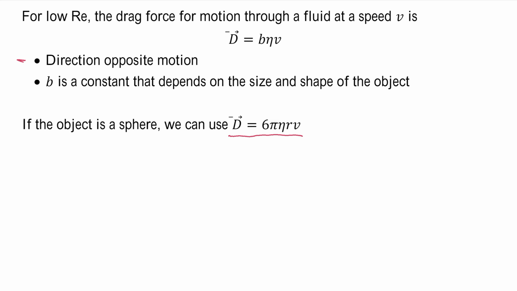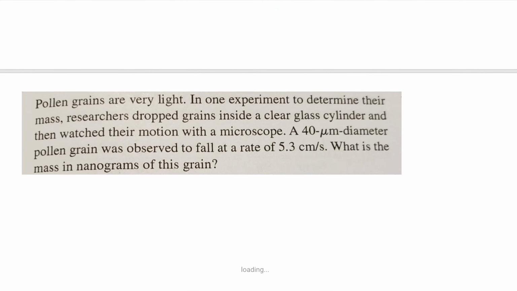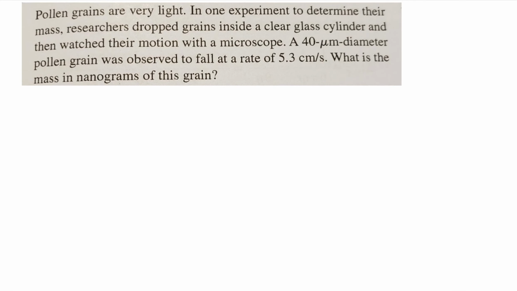All right, so let's move on and do an example involving pollen grains. They are very light. In one experiment to determine their mass, researchers dropped grains inside a clear glass cylinder and watched their motion with a microscope. A 40 micrometer diameter pollen grain was observed to fall at a rate of 5.3 centimeters per second. Now that we know that, what is the mass in nanograms of this grain? So we don't need to convert that, do we? What is a nanogram?